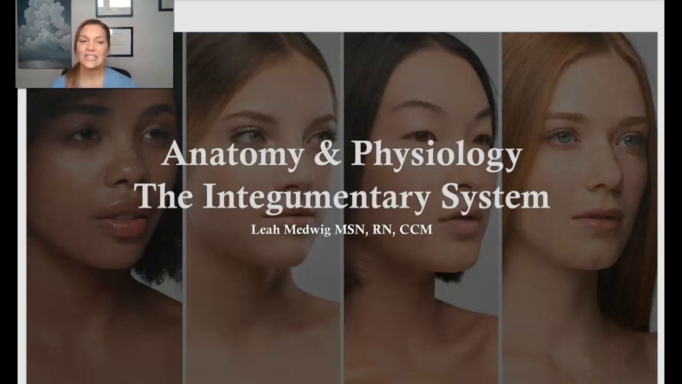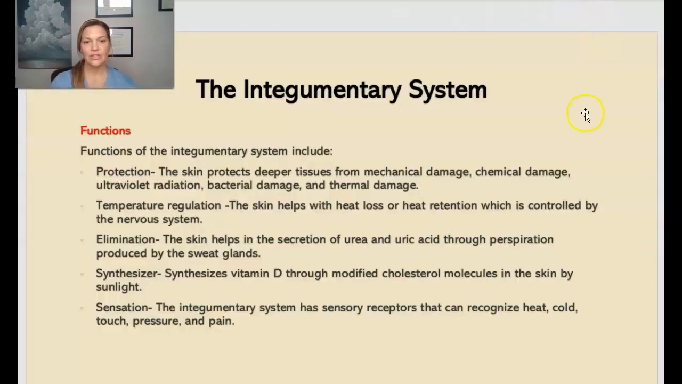Our lesson today is going to be the integumentary system. All right. So the integumentary system, some functions include protection. So the skin protects deeper tissues from mechanical damage, chemical damage, ultraviolet radiation, as well as bacteria and also thermal or heat damage. Also, the integumentary system helps with temperature regulation. So our skin helps with heat loss or heat retention and is controlled by the central nervous system.